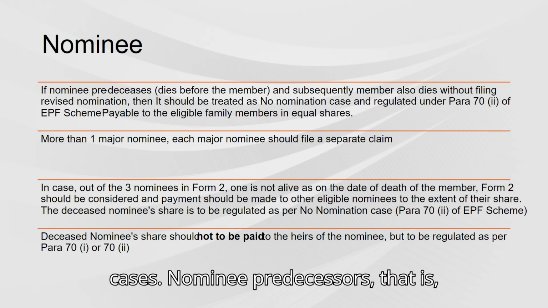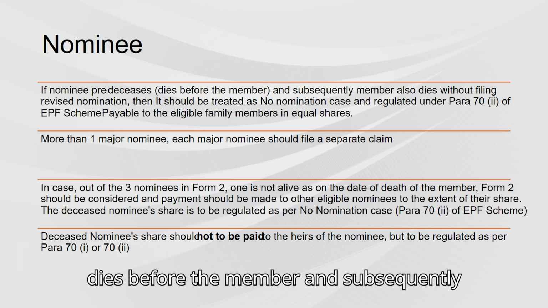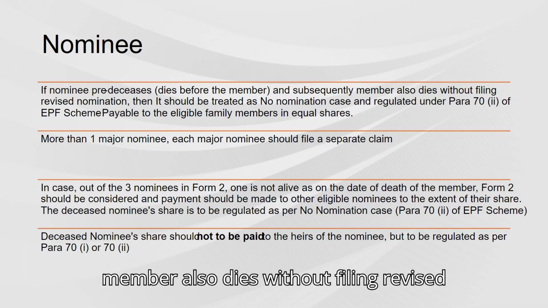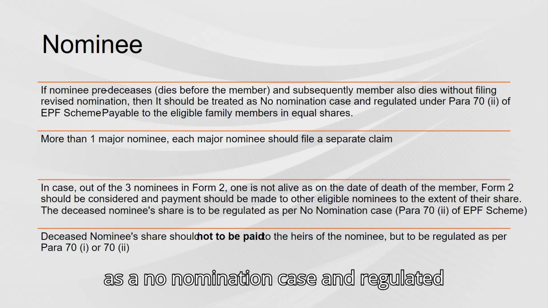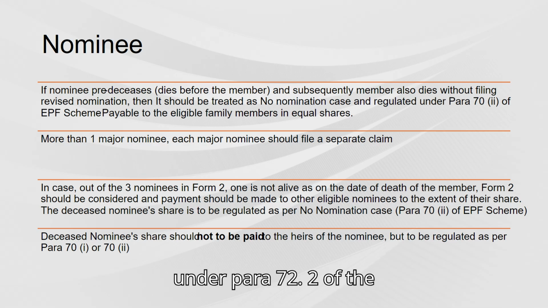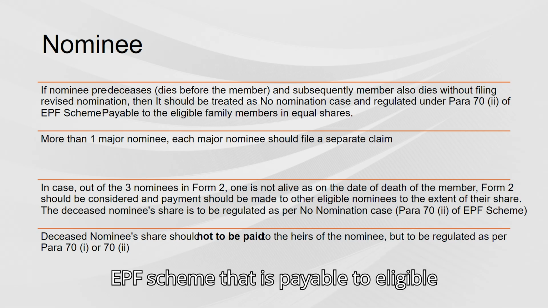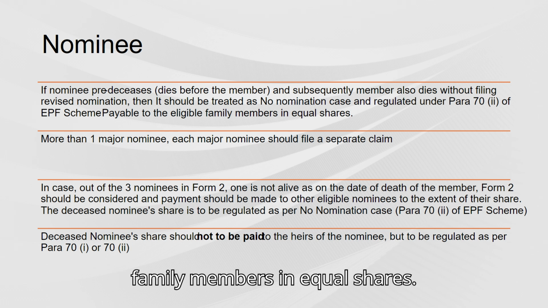Nominee predeceases, that is, dies before the member, and subsequently the member also dies without filing revised nomination. Then it should be treated as a no-nomination case and regulated under Para 72(2) of the EPF scheme, that is, payable to eligible family members in equal shares.